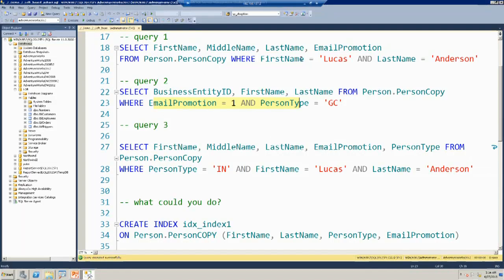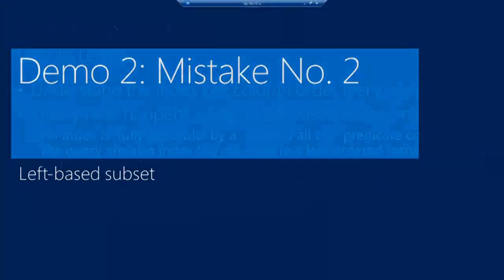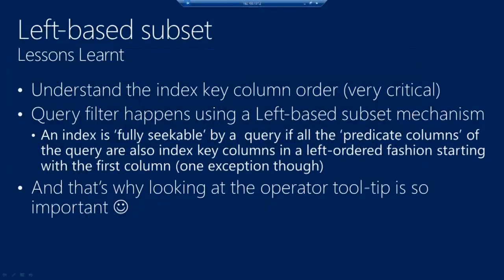So what are the lessons for us here? Understanding the index key column order is very, very critical. As I said, these are common mistakes that I see, because the execution plan shows that you're actually seeking, but you're not fully seeking. This is where looking at the tooltip is important. If you look at the tooltip, you can see on which predicate you are able to seek, and on which predicate it goes as a residual predicate, on which you're not able to seek.